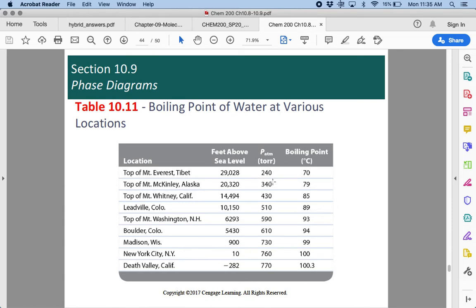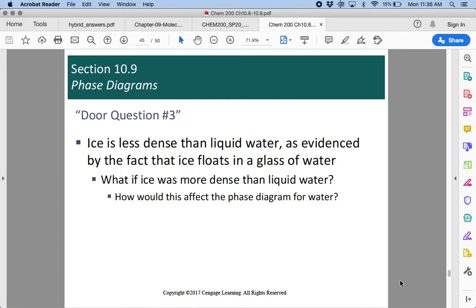So if the pressure in the atmosphere isn't pushing down on the liquid very hard, it won't take a whole lot of energy for those liquid molecules to escape into their gaseous state. But as we get higher, right, here we go from 760 to 770, we have more pressure pushing down on our liquid, which means it's going to take more energy or more heat for those molecules to escape. Here's your third door question.